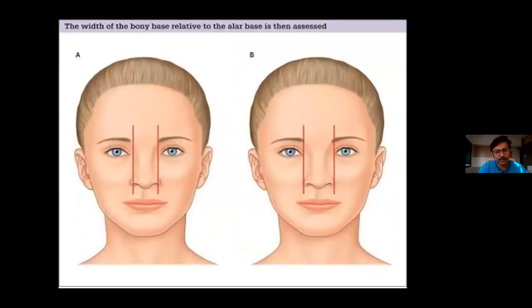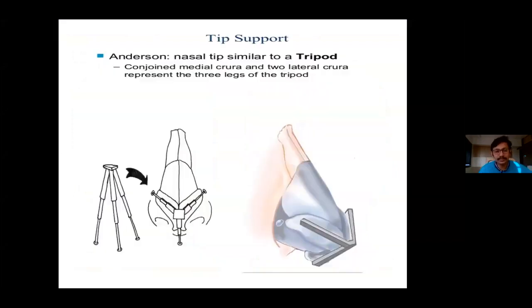So this is the tip lobule and infratip lobule. Also, in your analysis, you must draw two parallel lines from your medial canthus. If the ala base is out of these lines, then the ala base is wide, and you may have to correct it by certain maneuvers. If the bony base width is also wider than this, then you have to do an osteotomy to correct this. So you must analyze this as well.